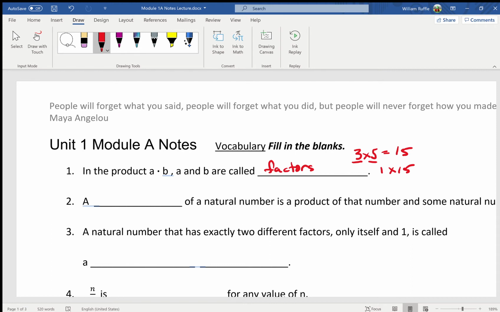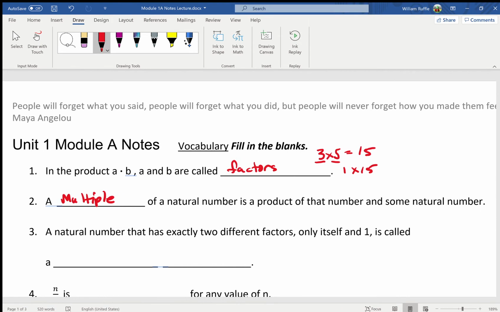A multiple of a natural number is a product of that number and some natural number. Really, there is a multiplication chart that I want you looking at. I've copied a couple rows of the multiplication chart so we can play around with them. For the multiples of 2, it's 2, 4, 6, 8, 10, 12.